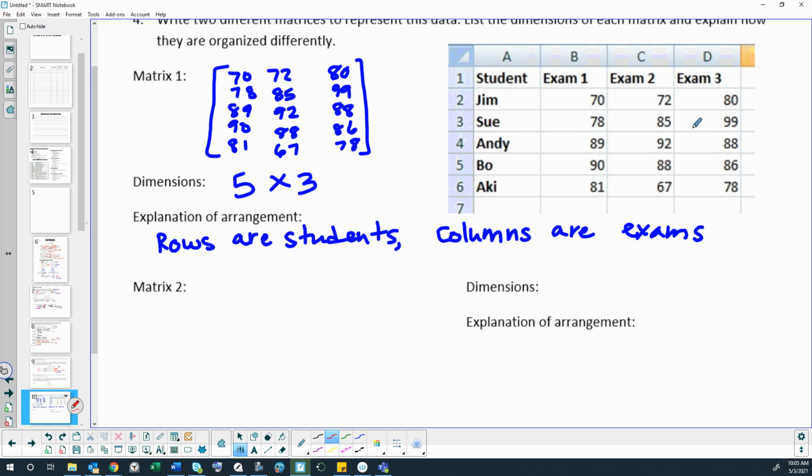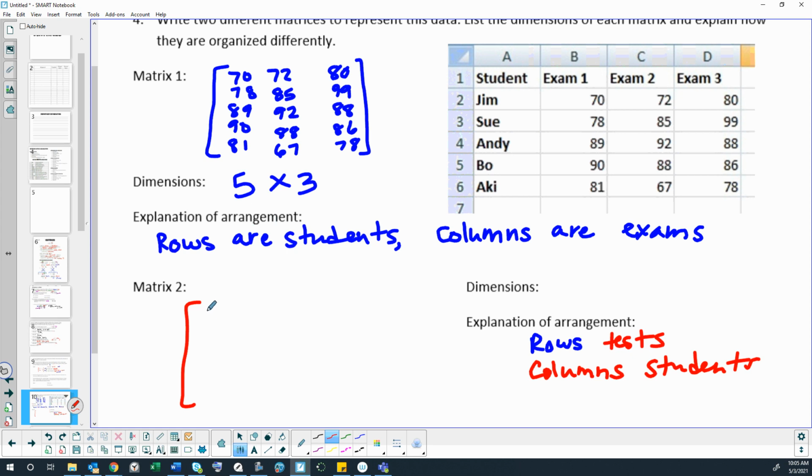Or what I'm going to do is I'm going to actually trade the rows and the columns. So I'm going to have the rows be the tests and the columns I'm going to have be the students. Which is weird, but it works, right? So if I decided to do that, oh, I think I made my matrix too big this direction. This is kind of tricky.